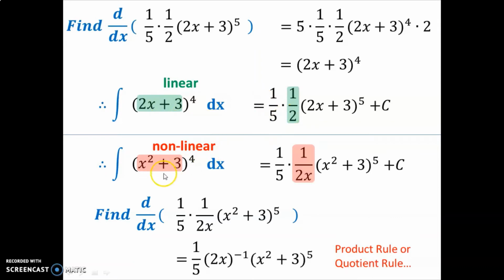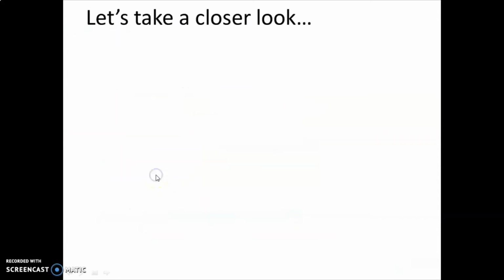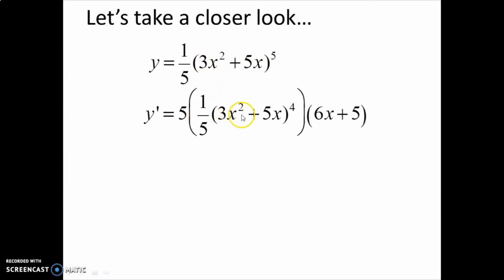So now the question is, how do we deal with things like this? When this is non-linear, how do we take the integral? All right, and that's what this lesson is all about. Let's take a closer look at something else here. So we have this function here. I'm going to take the derivative of that, and the derivative is this. I drop the 5 in front, there it is. Lower the exponent by 1. Okay, and then that's that.